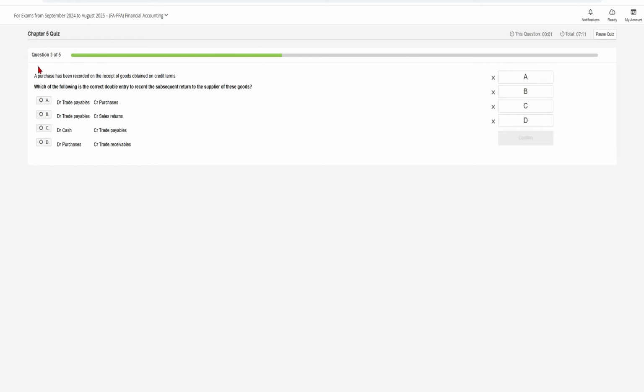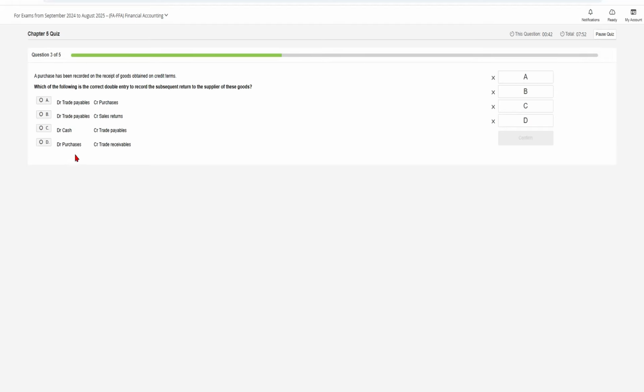Next we have, a purchase has been recorded on the receipt of goods obtained on credit terms. Which of the following is the correct double entry to record the subsequent return to the supplier of these goods? So basically this is the reversal journal we need to pass. When we purchased goods, we recorded debit purchase and credit payables. Right, but now we are returning those goods to the supplier. That means purchase needs to be reduced. So earlier we had debit, now it will be credit, and earlier we credited payables, now it should be debit. So now the journal should be debit trade payable, credit purchase.